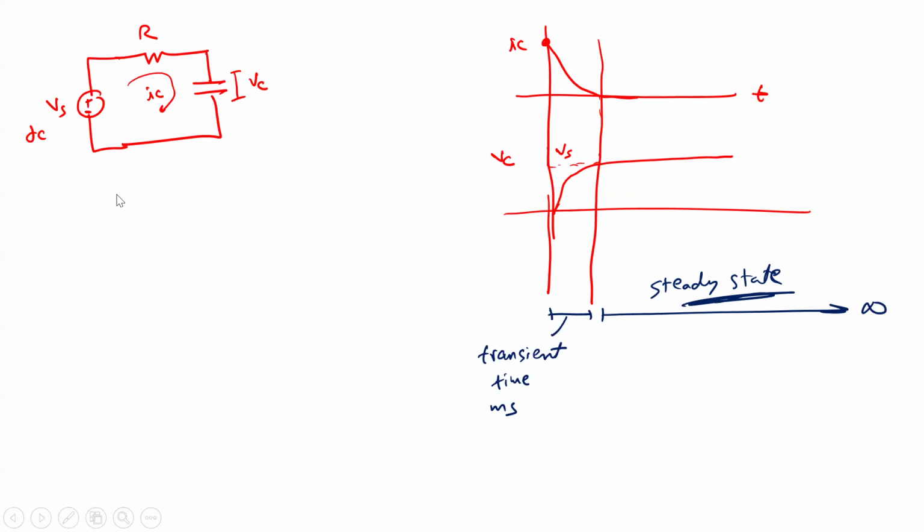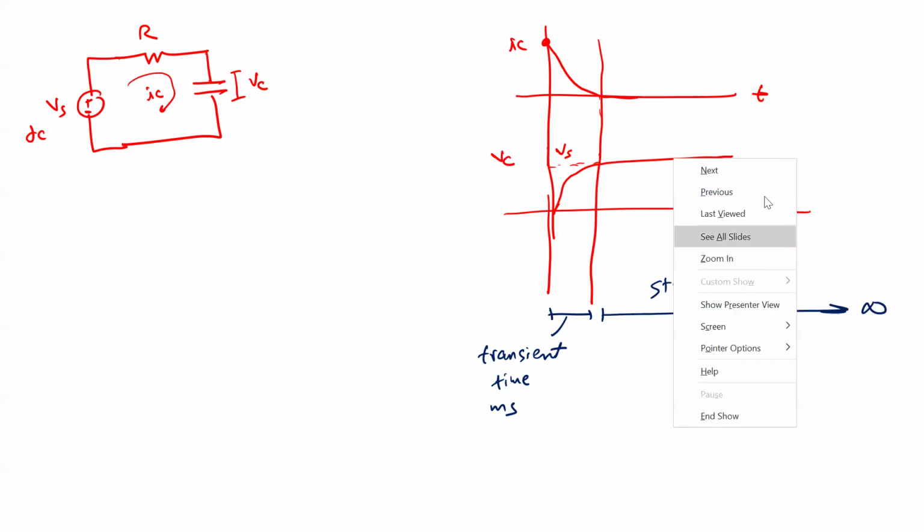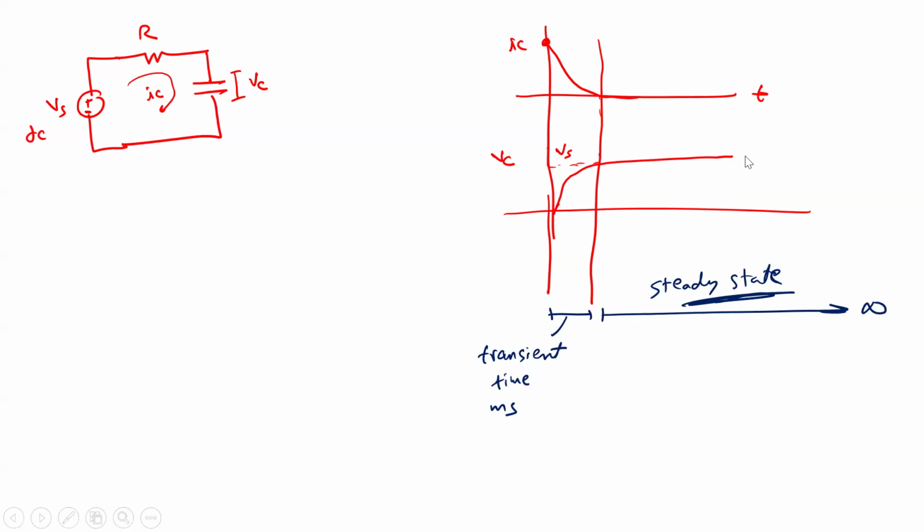So there is some time in the beginning, we call it transient time. In the transient time, the capacitor is going to charge. Once it's charged, that's it. It's going to continue in steady state this way. So this is just for a very short time, but this one is going to continue.